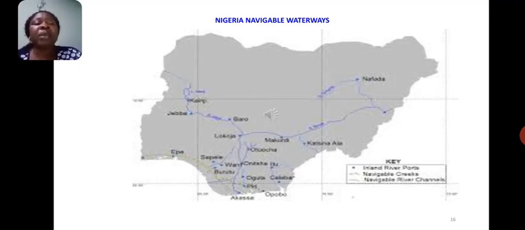There is a diagram here showing the Nigerian navigable waterways. The blue lines are trying to tell us where the waterways pass in the map of Nigeria, which is illustrated with the aid of the key.